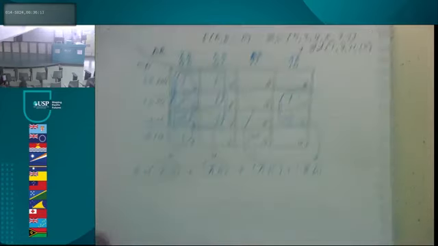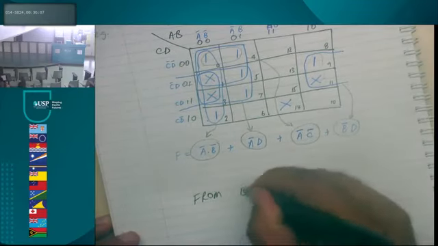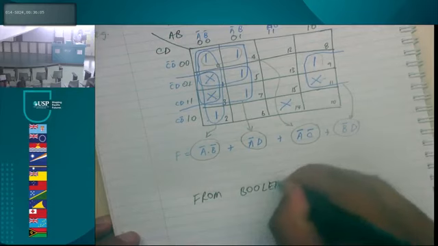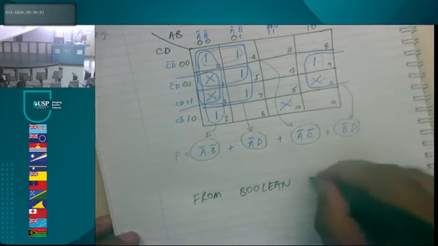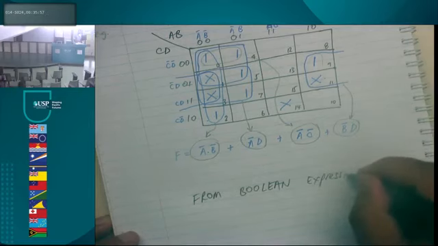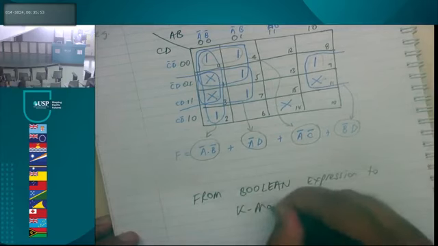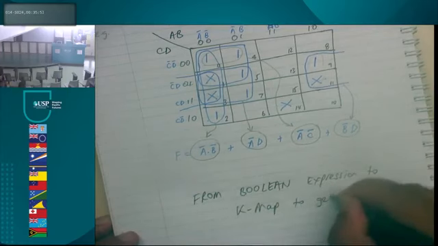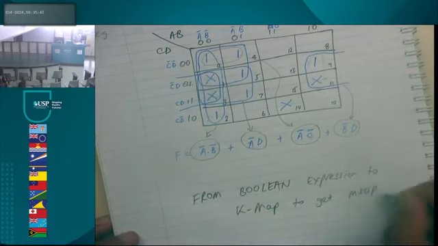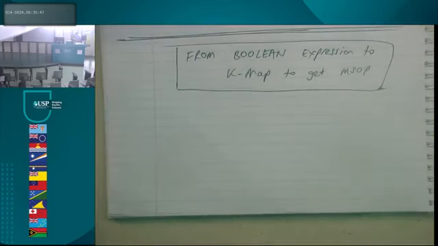I now want to show you a new topic, going from a Boolean expression to a K-map to get the minimum sum of products. Okay, so that topic is over. Now we want to move to this topic now. All right, let's do an example.